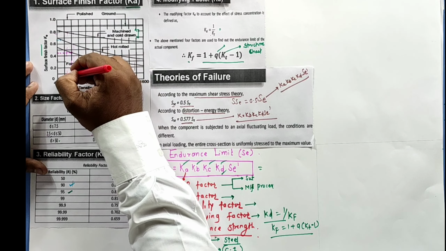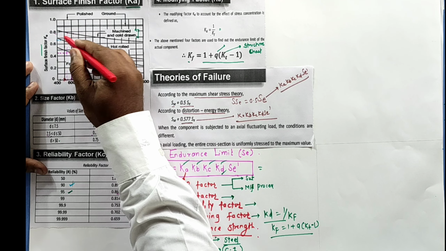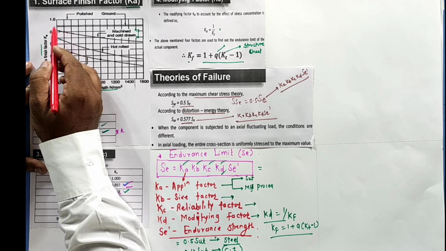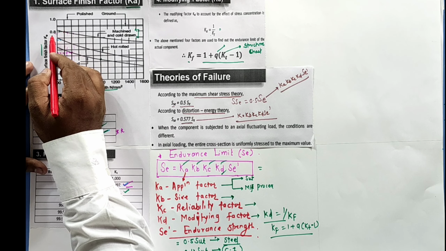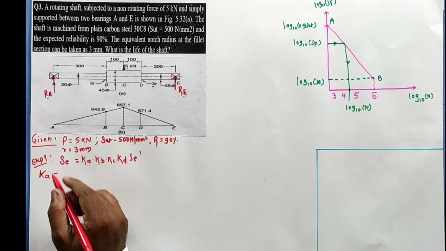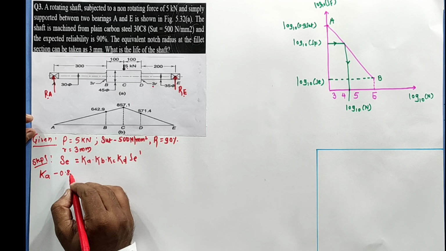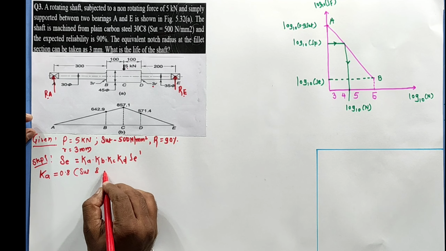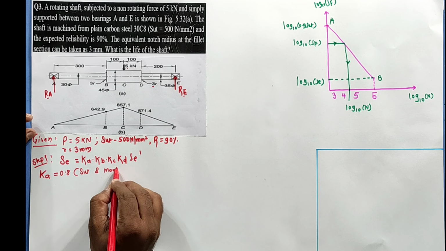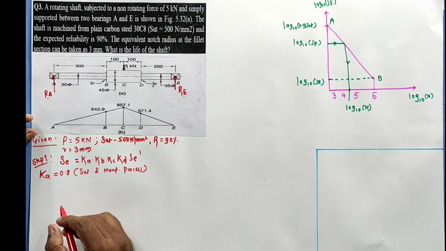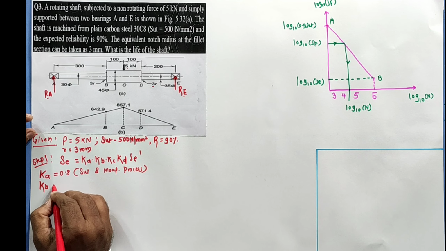So the machining process is there. So machining is this. I'll move to the top, and machining is the curve. So I'll get Ka is equal to 0.8. Clear? Ka is equal to 0.8. So I'll write 0.8 from Sut and manufacturing process. Now we'll move toward Kb.